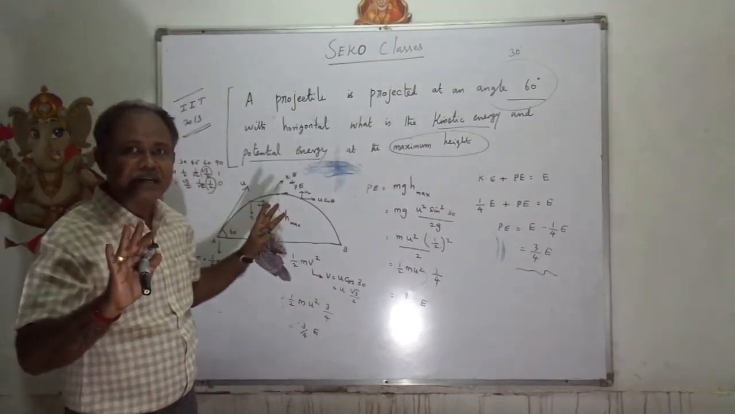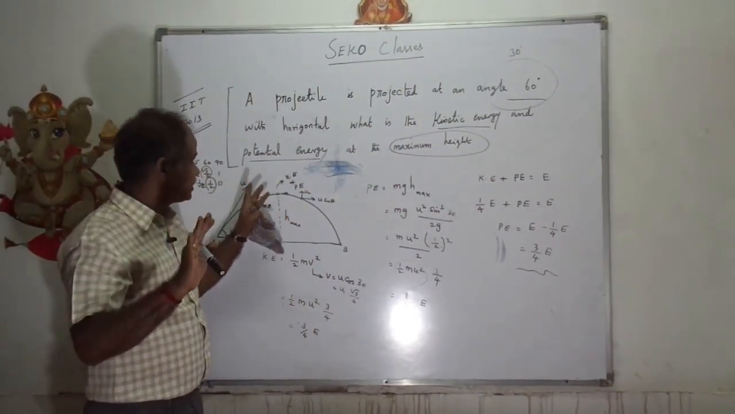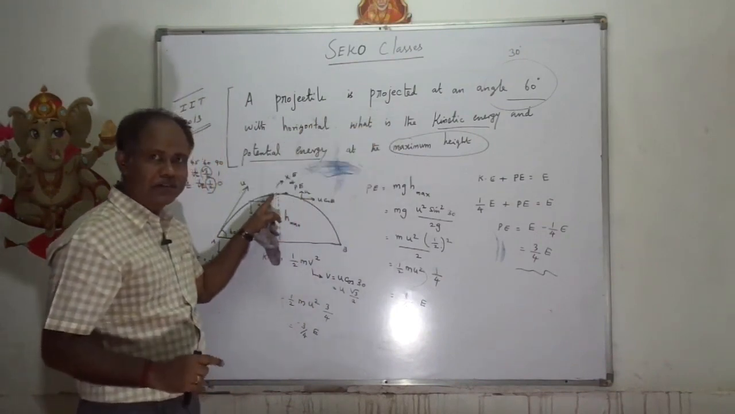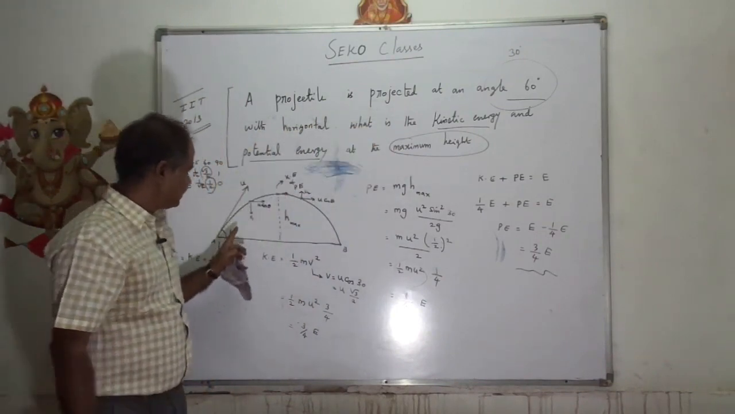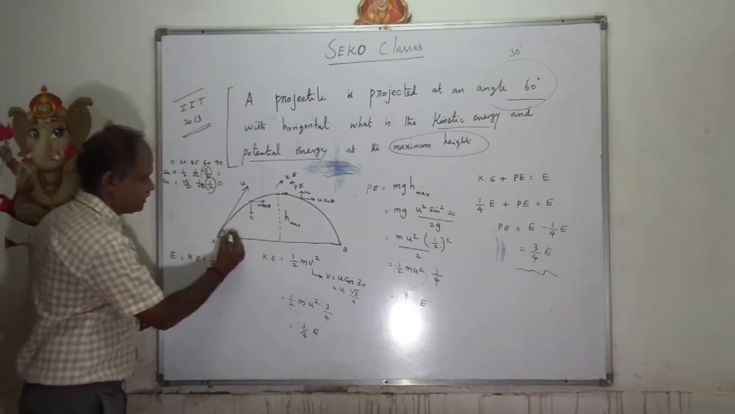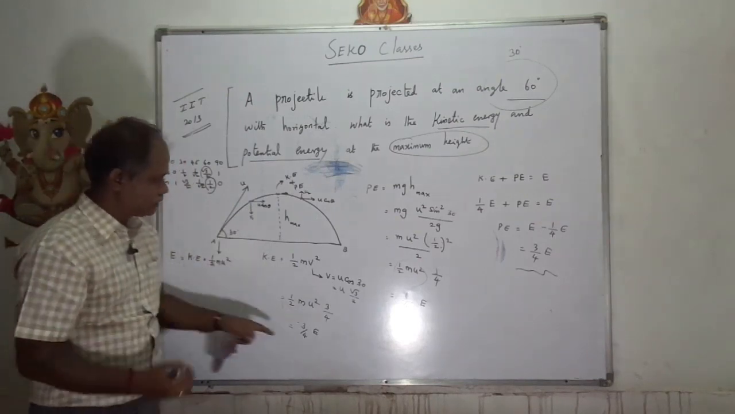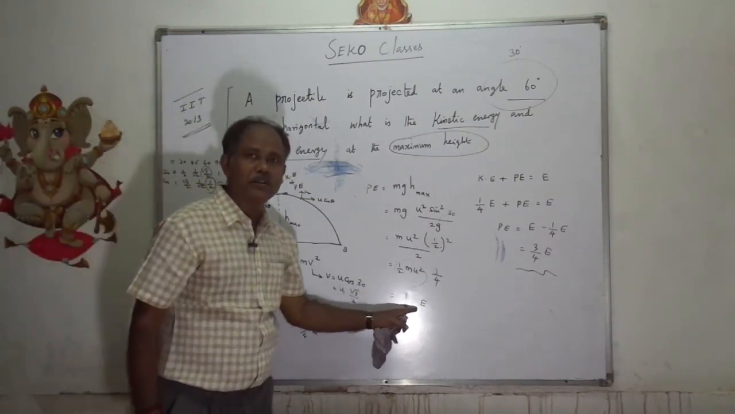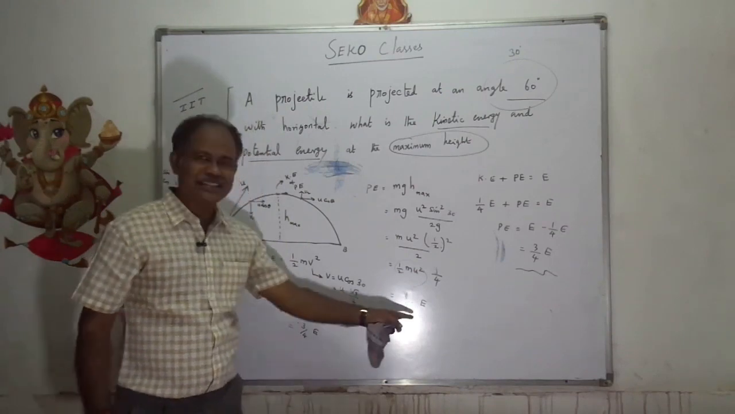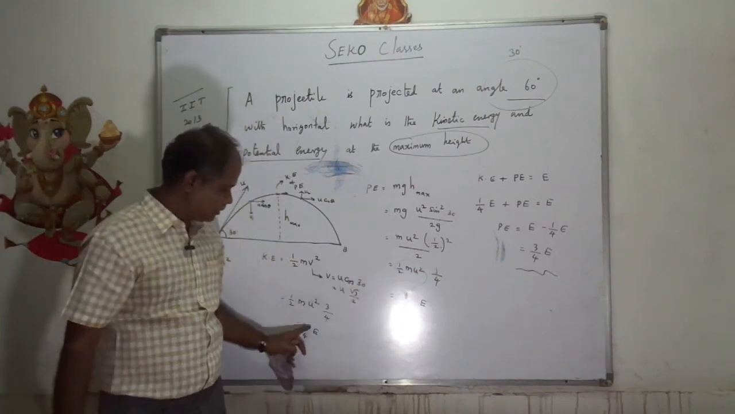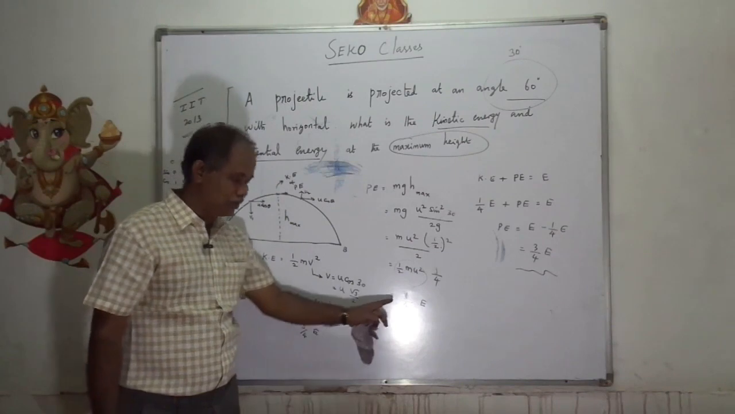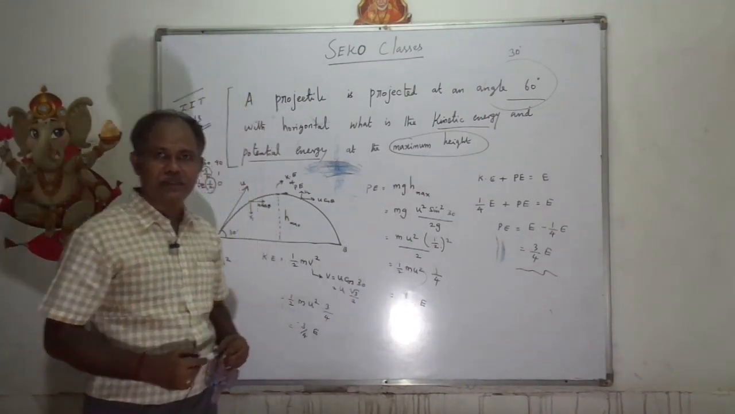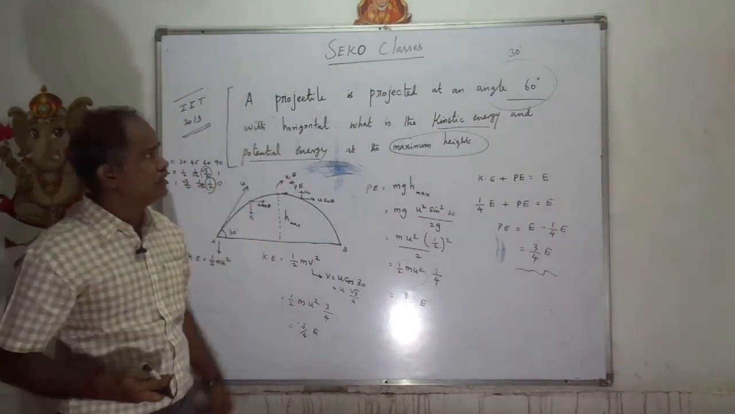What's the potential energy and kinetic energy at its maximum height if you change the angle? If it is 30 degree, the kinetic energy is 3 by 4th of total energy, and potential energy is 1 by 4th of total energy. The net energy is always constant. 3 by 4 E plus 1 by 4 E, always this is constant. Do you understand? In the same manner, you just change the angle here.